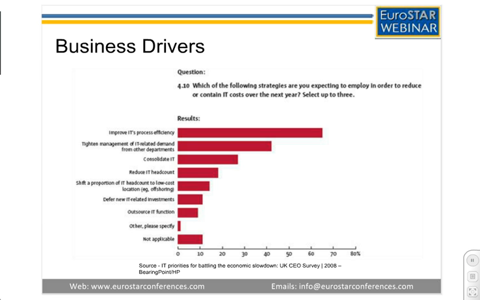So there are lots of drivers, of which I've just shown you a few, but fundamentally, if there is no driver, then there's no need to do any process change. Now, what do I mean by that?